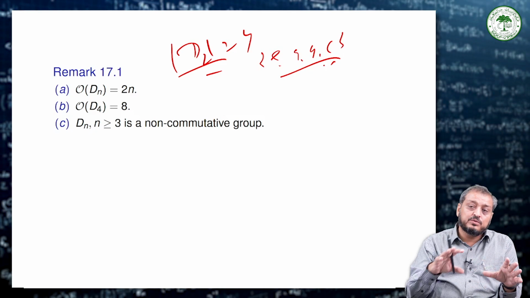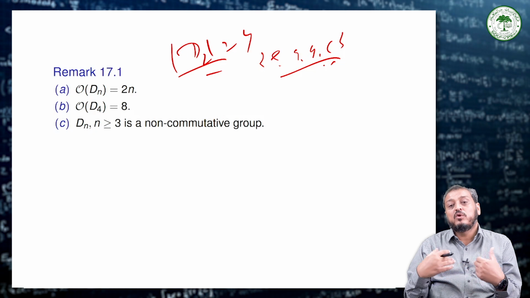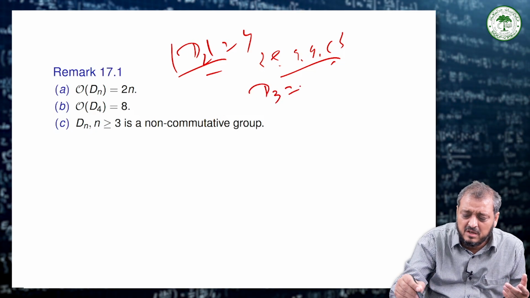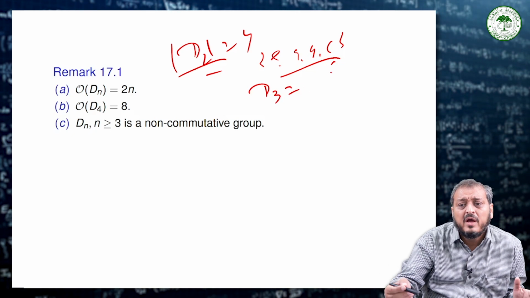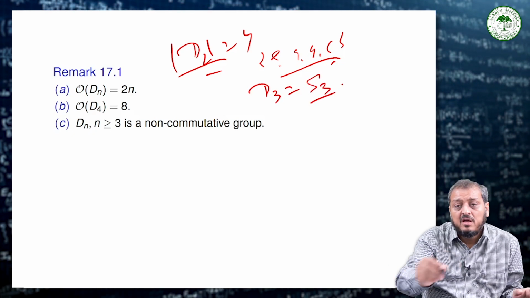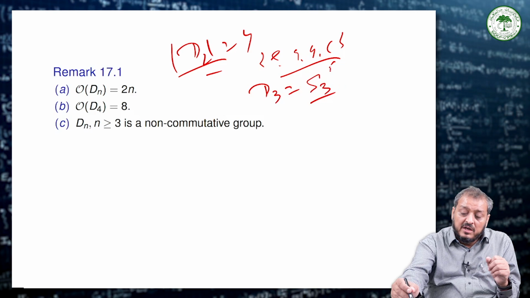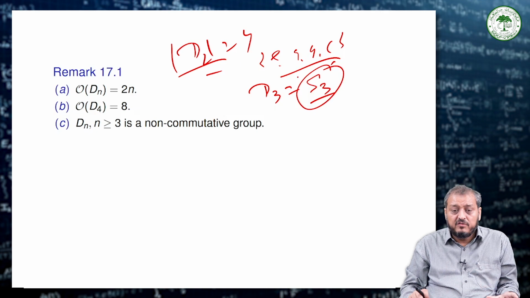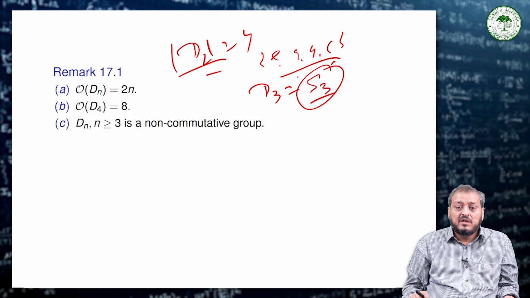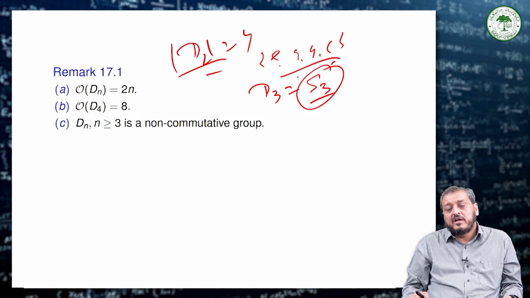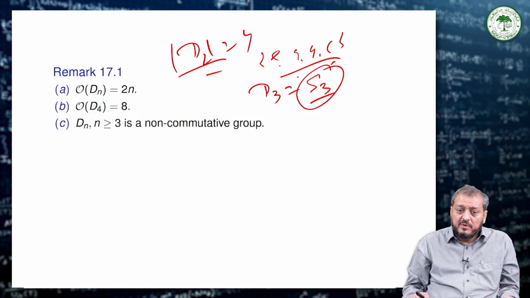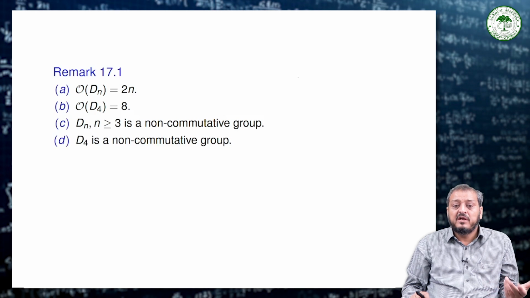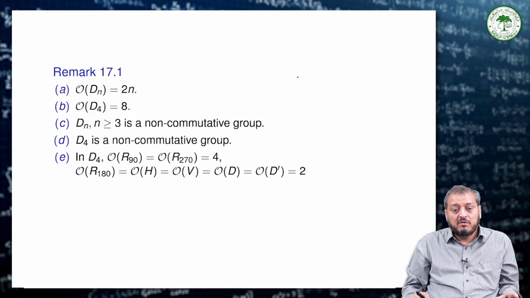So for all the groups Dn where n is greater than or equal to 3, take D3, which is a group of order 6, and this is the same as S3. We know that S3 is a non-abelian group. So clearly we have to show that this holds for all n greater than or equal to 3, a non-abelian group. Then clearly D4 is a non-commutative group.